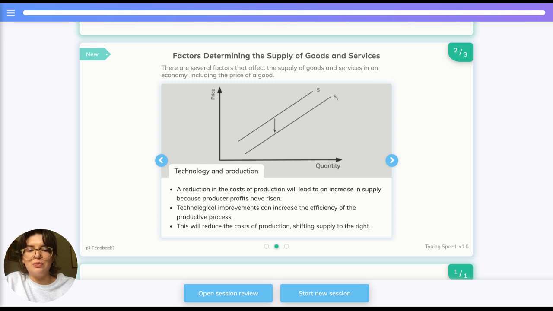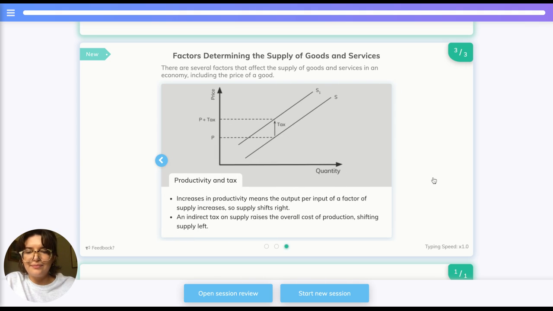Reductions in the cost of production will lead to an increase in supply because producers' profits have risen, and this can be caused by technological improvements, as this increases efficiency. And as the cost of production drops, the supply curve can shift to the right. And finally, increases in productivity means that the output per input of a factor of supply can increase, and thus supply shifts to the right. An indirect tax on supply raises the overall cost of production, thus shifting the supply curve to the left.